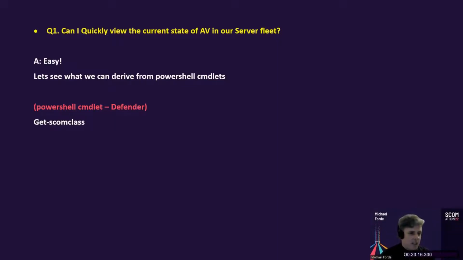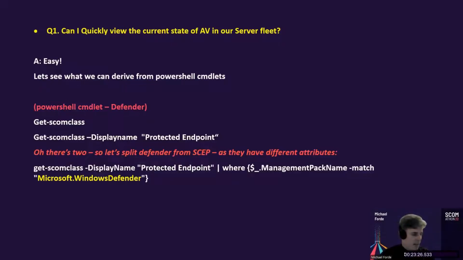So Get-SCOMClass is your friend. Have a look at the classes you've got. There's one called protected endpoint. So if you go and have a look at that, then you realize protected endpoint is actually sort of overused. It's both in SCEP and Defender. And so if you want to just get one or the other, then you build up where management pack name is the Defender in case you just want the Defender stuff.